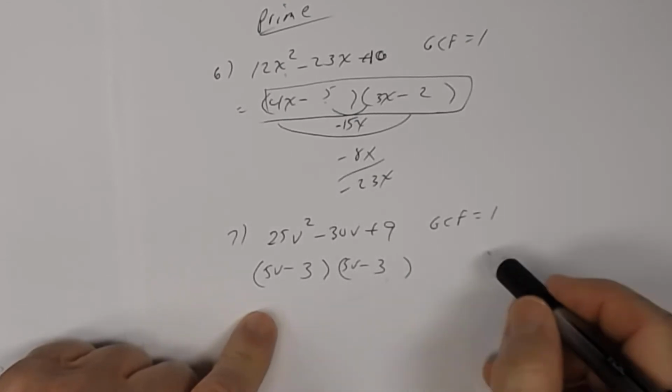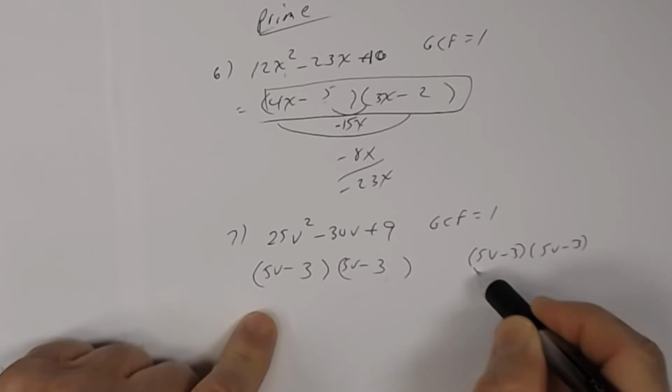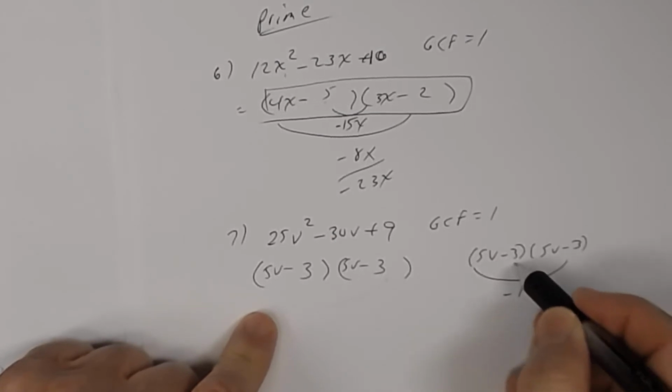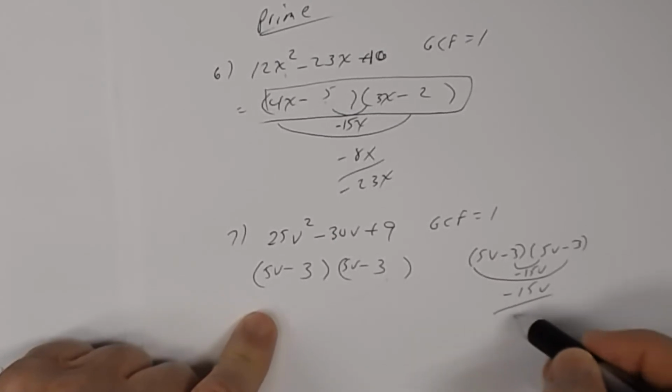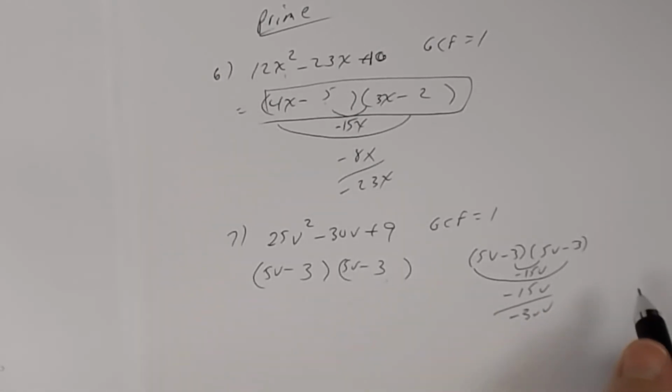The outer, let me go ahead and do that here. 5v minus 3 times 5v minus 3. The outer is a negative 15v. The inner is a negative 15v. When you add them up, you get a negative 30v, and that's what you wanted. What I want you to notice also is this.